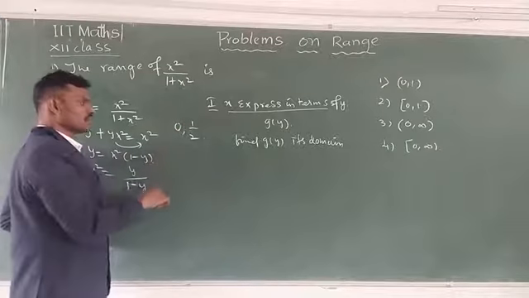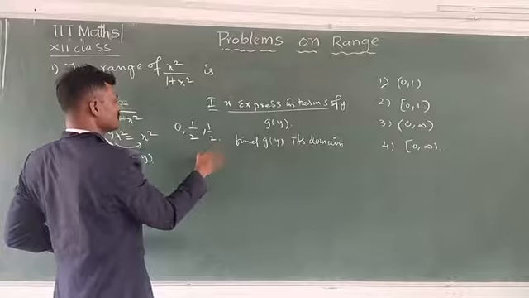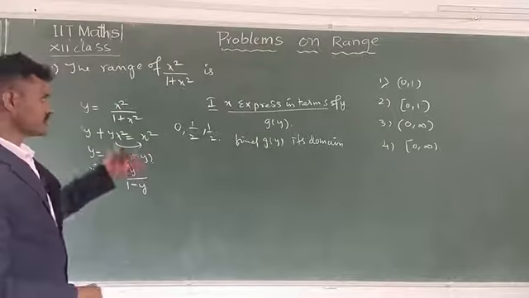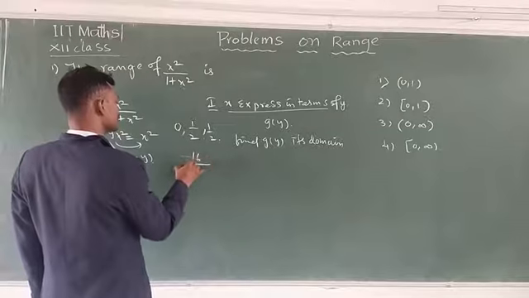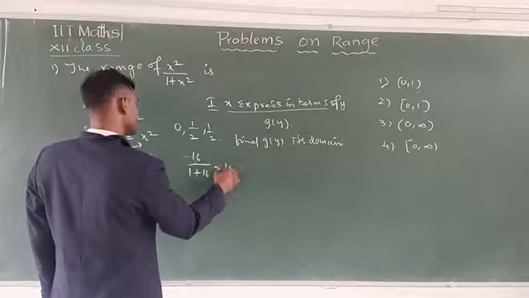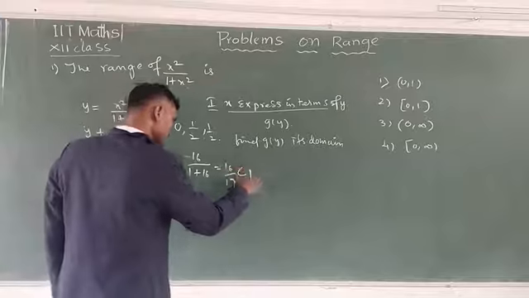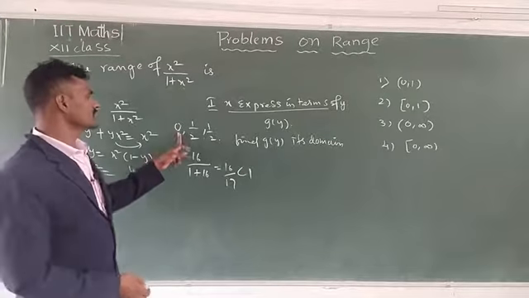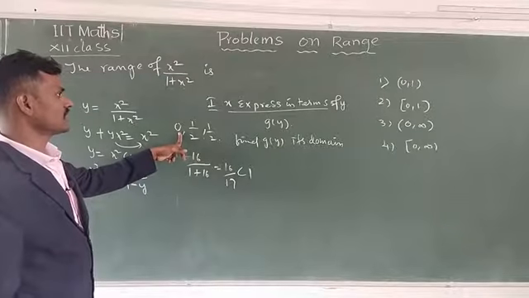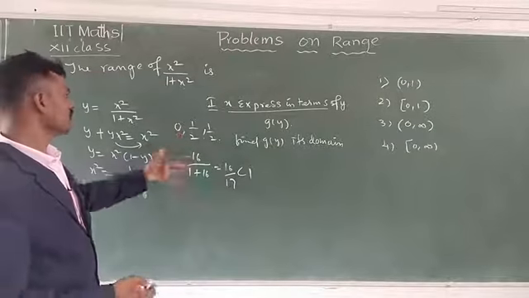You can take any positive value also. Suppose plus 1, this is also 1. Take some larger negative value, minus 4 you can take here: minus 4 means 16 by 1 plus 16, which is 16 by 17. This is also less than 1. The output value is less than 1 and greater than or equal to 0.